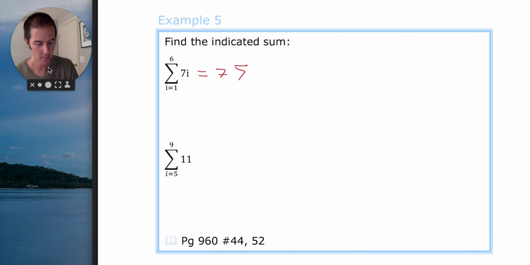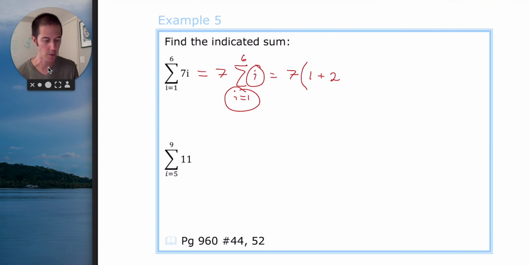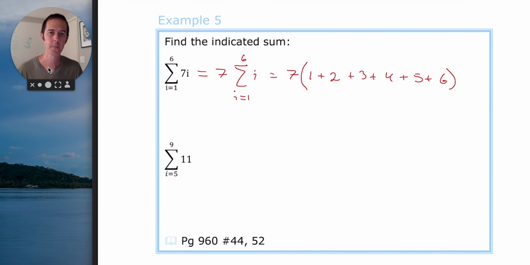7 times sigma, I values going from 1 to 6, and the argument is just an I. That's what's going to generate the terms of our sequence. So it's 7 times, and then we've got to add up a bunch of stuff, so I'm going to put it in parentheses. When I is equal to 1, I equals 1. When I is equal to 2, I equals 2. As this is changing, but they're identical. So we're going to go all the way through these integers up to an I value of 6. And now we have to add all those together.